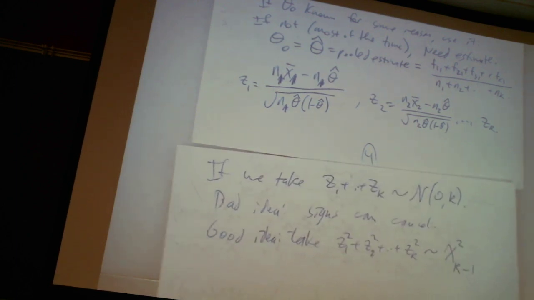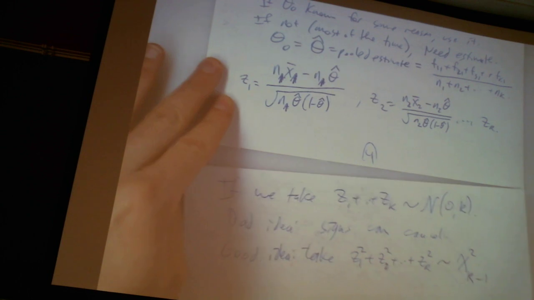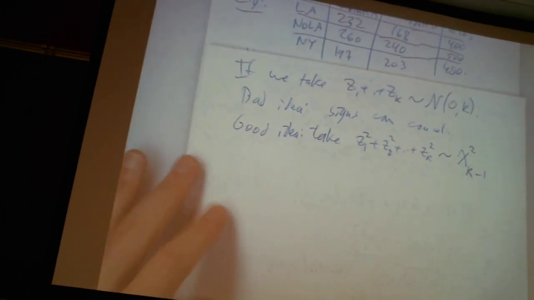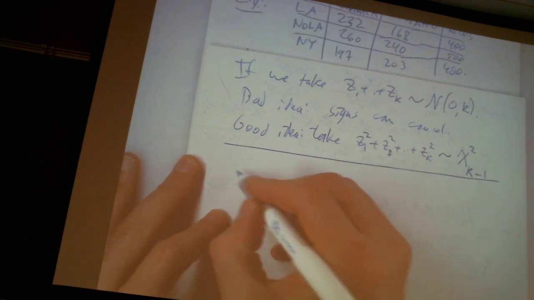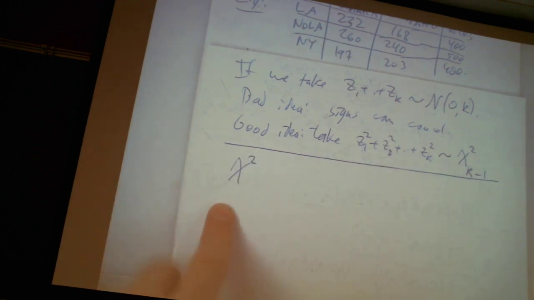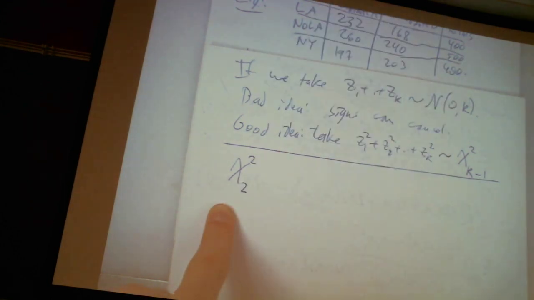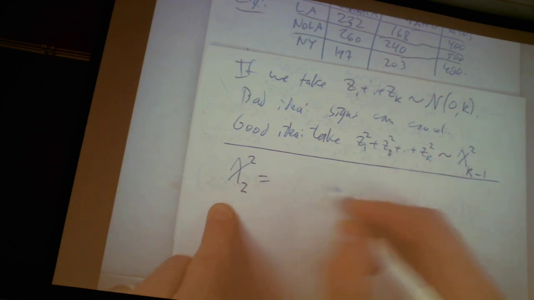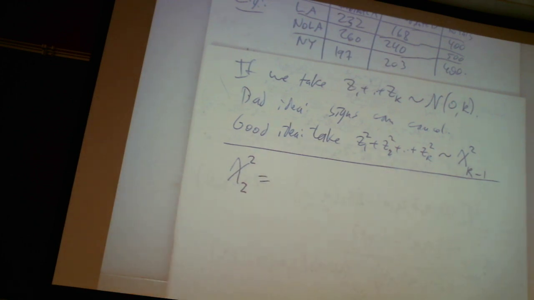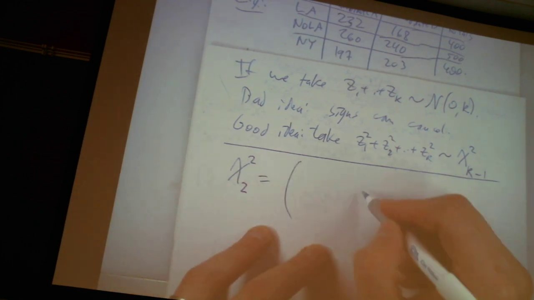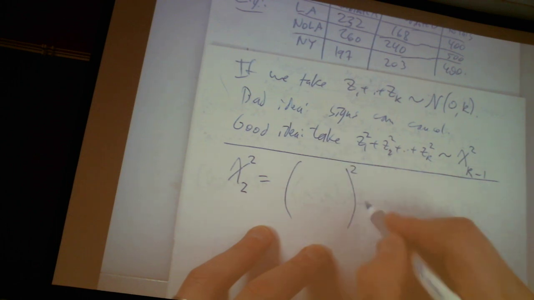So let's do it in this example. Here is our example. So our chi-squared with how many degrees of freedom? 2, one less than k. K is 3 samples. So I'm going to square a bunch of stuff. What's the first thing I'm going to square?